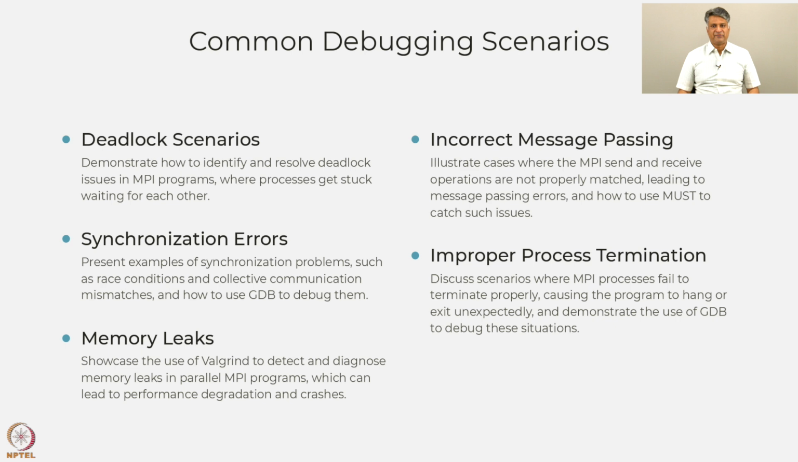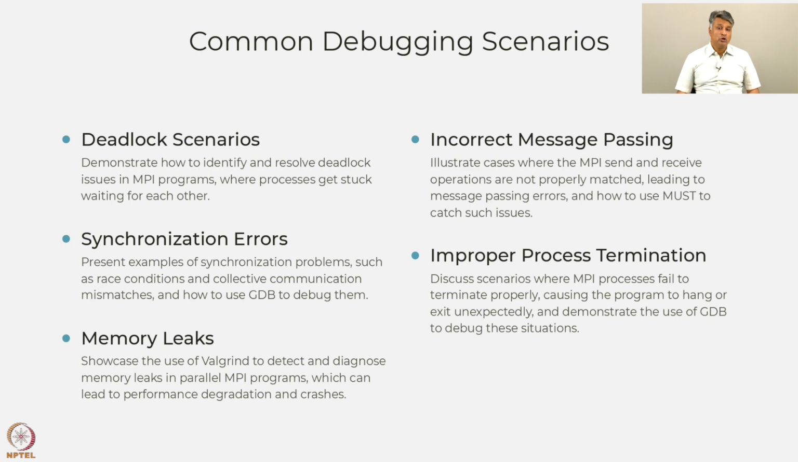Common debugging scenarios that we might encounter when debugging parallel MPI programs. One is deadlock scenarios. Deadlocks happen when multiple processes are trying to access the same variable, sometimes not in proper synchronization. This is where the processes might get stuck waiting for each other, and then you will be unable to proceed. Then there are synchronization errors such as race conditions. We have discussed this in the OpenMP context, but this can happen in collective communication as well.